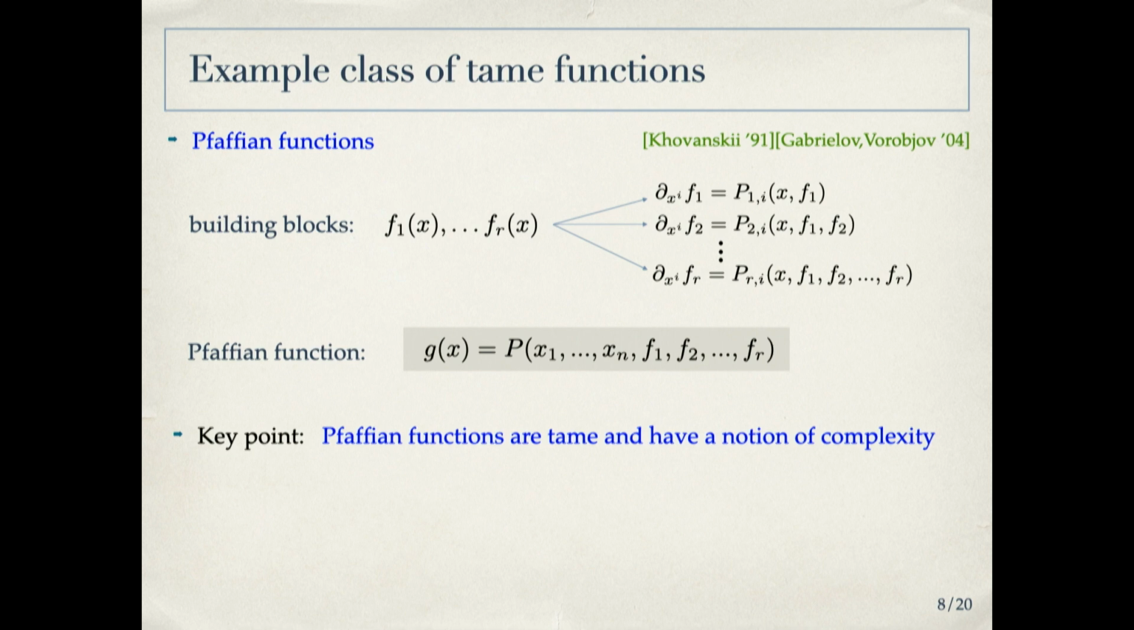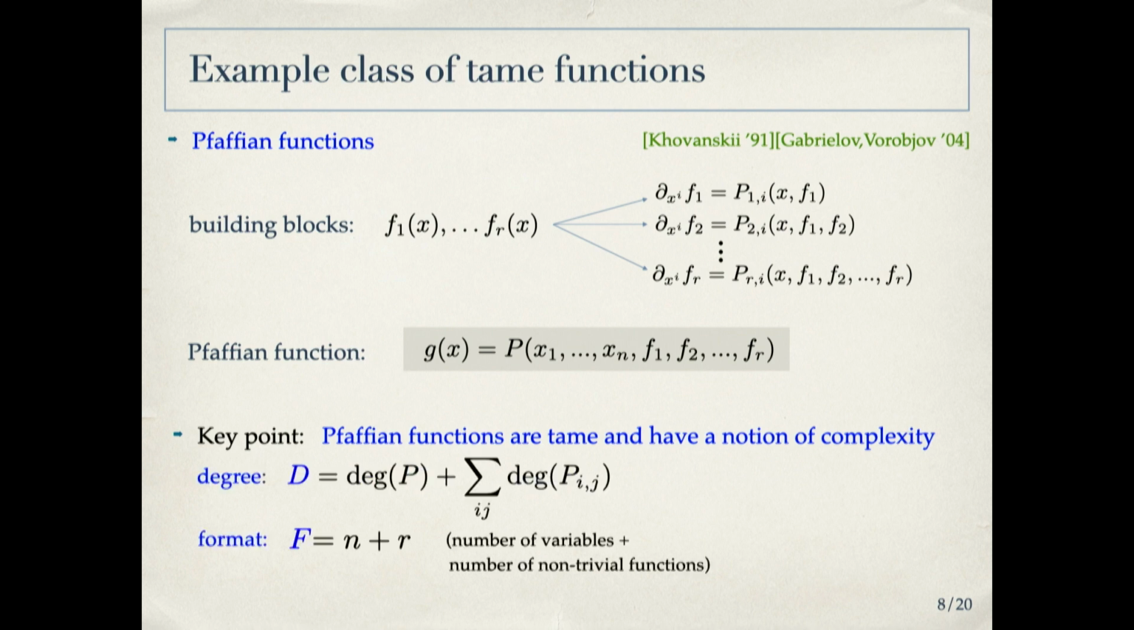And now the key point is these Pfaffian functions are both tame and they have a notion of complexity. What's the notion of complexity? Well, we collect the degrees of all of these polynomials, and the format, this f, is the number of variables plus the number of non-trivial functions. Very important to keep in mind. Because of this structure, the non-trivial functions appear in this format as a measure of complexity. And remarkably, you can now establish the same sort of bounds. Of course, these are different expressions for the number of zeros or for the volume and so on.